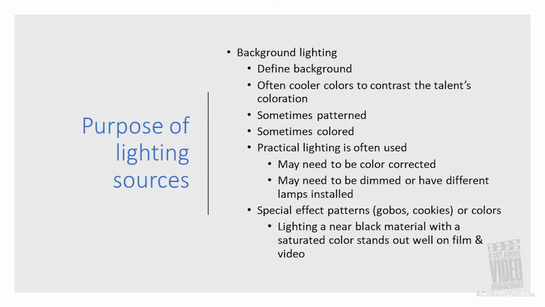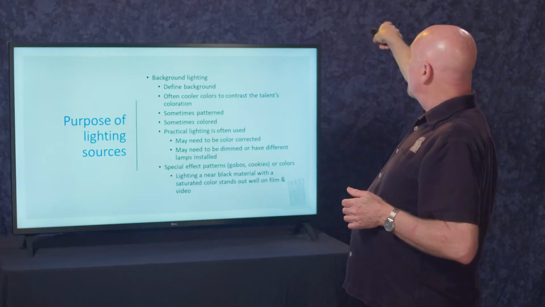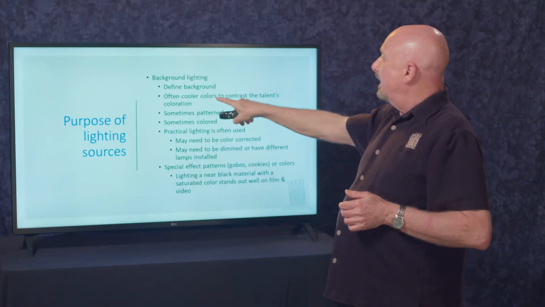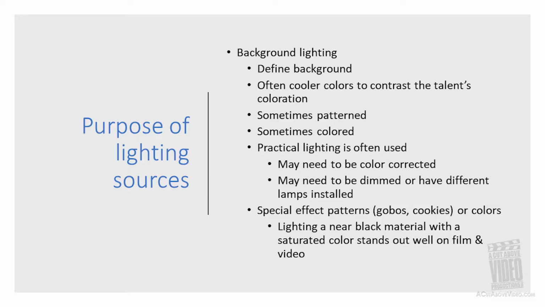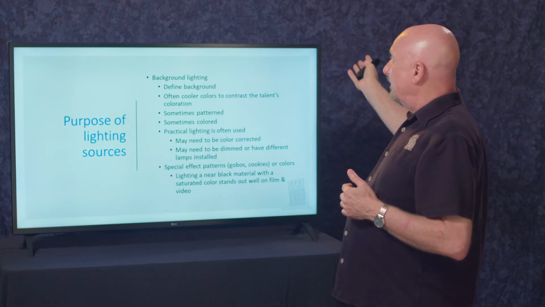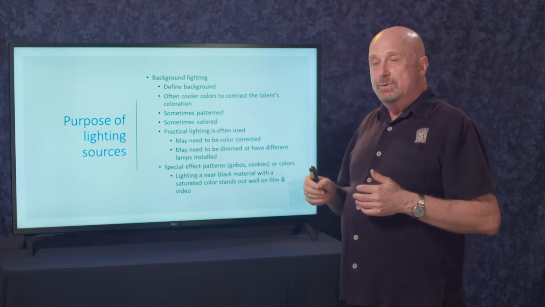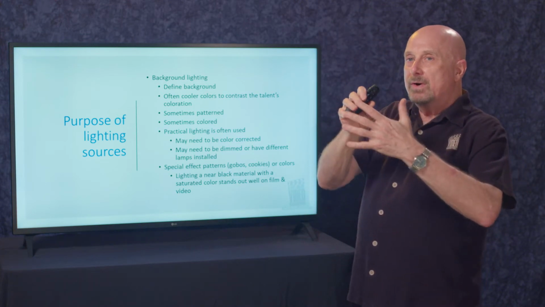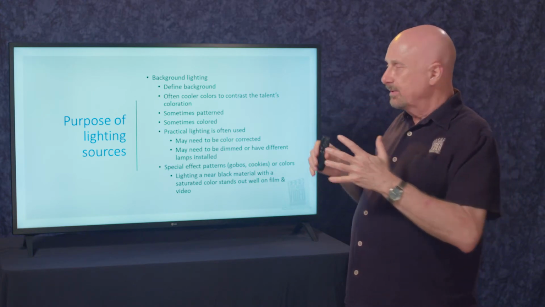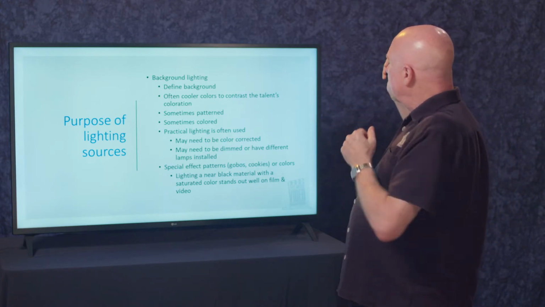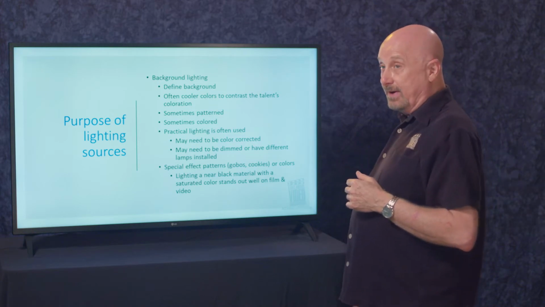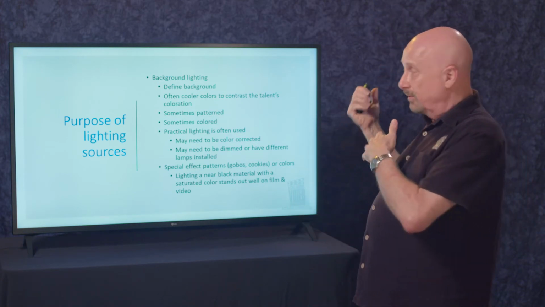We're using background lighting to define the background. There are some lights that are on this blue background. Cooler colors will separate the talent from the background. So in this case, because I'm reddish colored, we're using a blue background, which generally works well, to make me look more from the foreground than I would if this were a beige background, for instance. I would blend in more with the background.